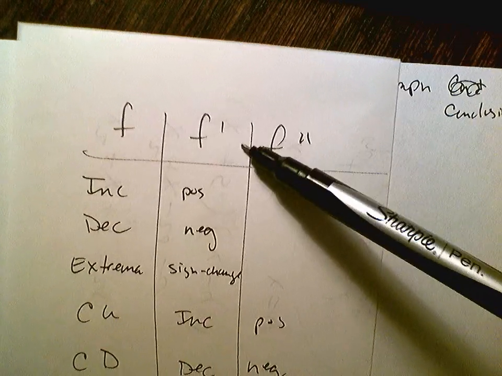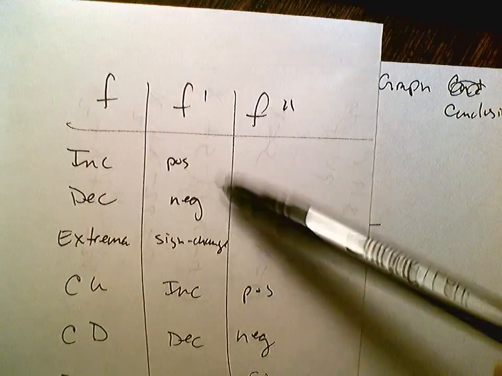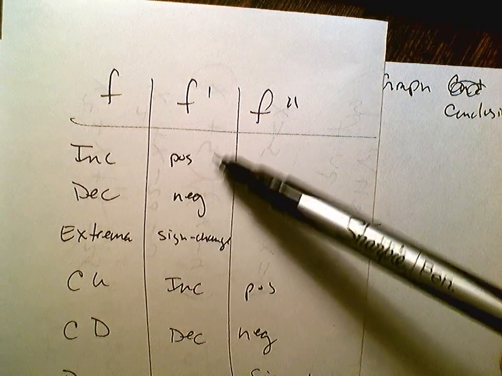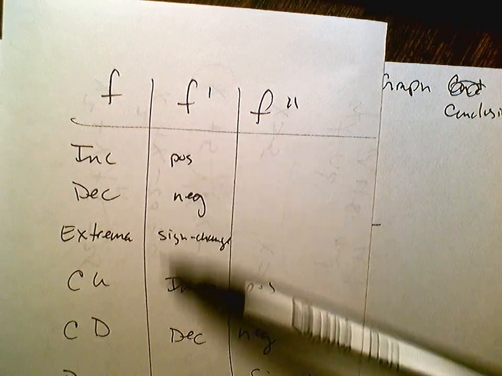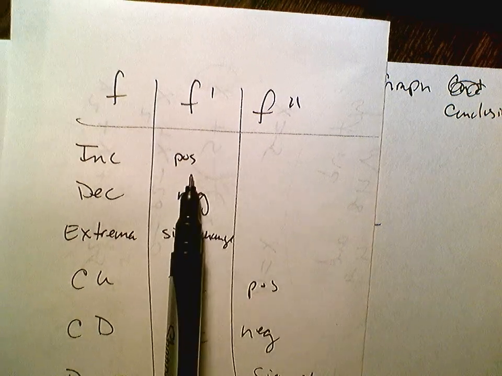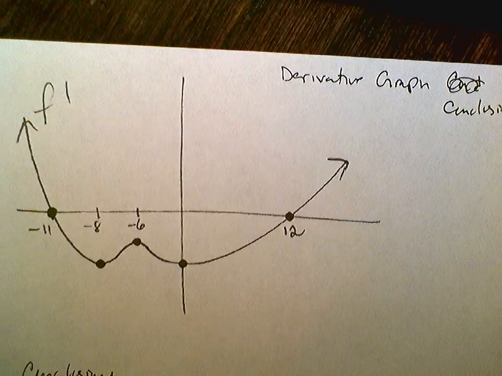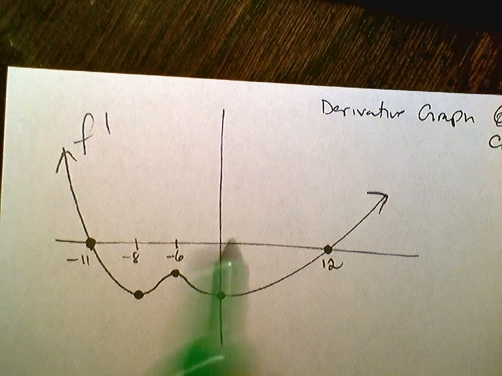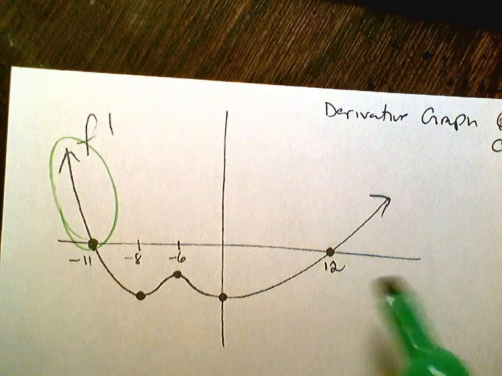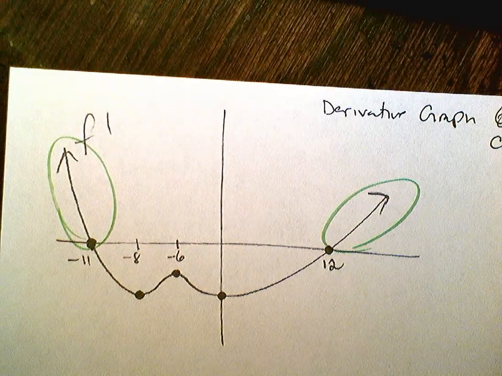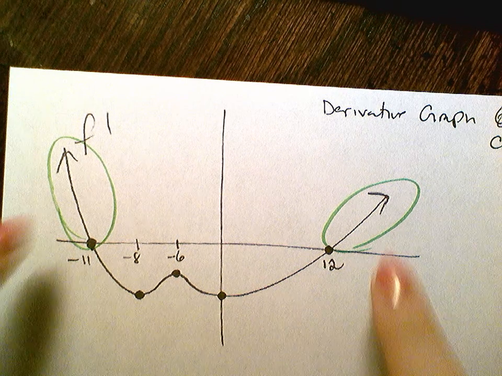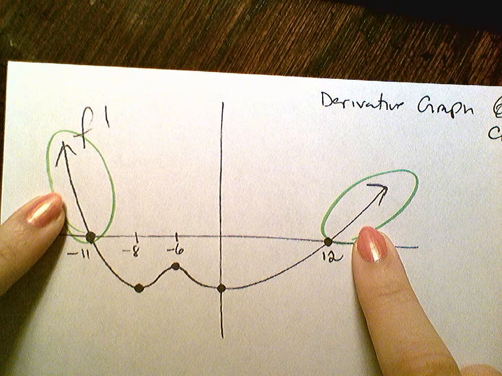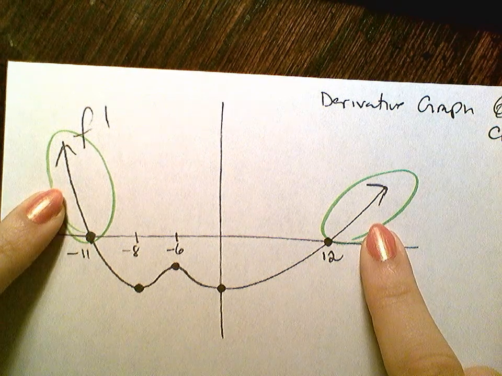So I'm going to be starting in this column. My if part, the cause of whatever I'm concluding, is going to be found in this column. So let's look for f prime positive. I look at my graph. Where do I have f prime positive? Well, f prime positive is wherever f prime is above the x-axis. All right, so these sections have positive y values. So that's where f prime is positive.